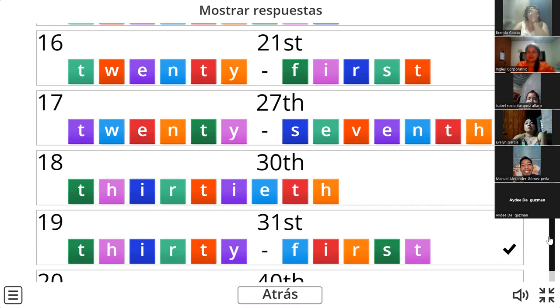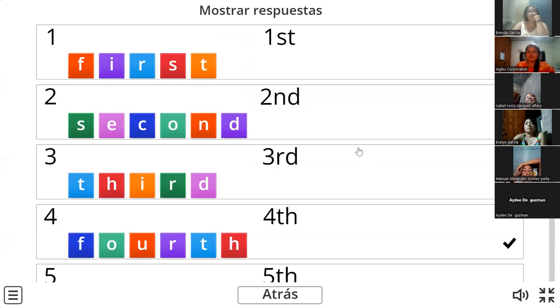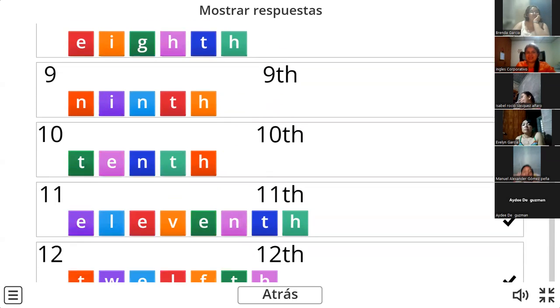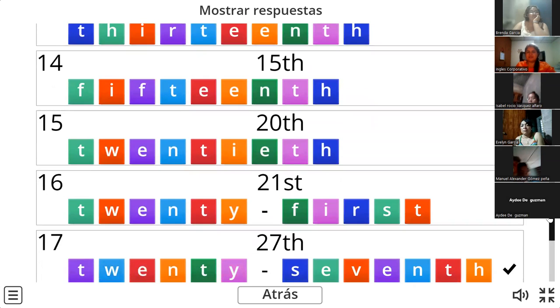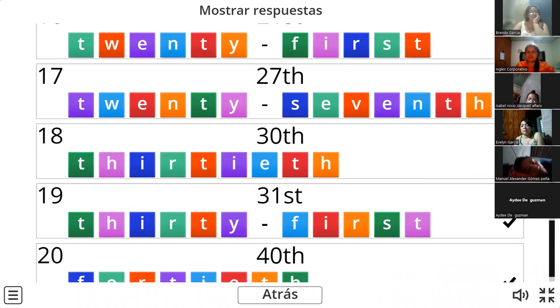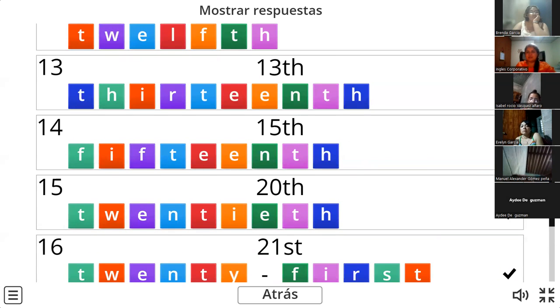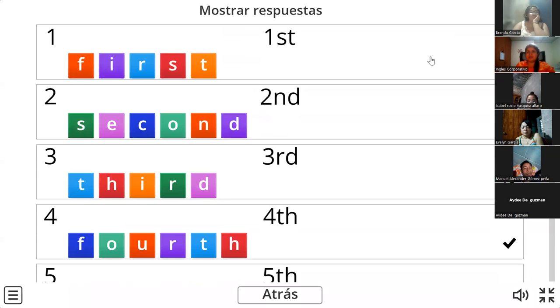Who wants to pronounce those letters? I mean those numbers, ordinal numbers. Okay, first we have 1, 2, 3, 4, 5, 6, 7, 8, 9, 10, 11, 12, 13, 14, 15, 16, 17, 18, 19, and 20. Okay, we have the cardinal numbers here. But now please pronounce the ordinal numbers that you can see here. Who wants to do it?